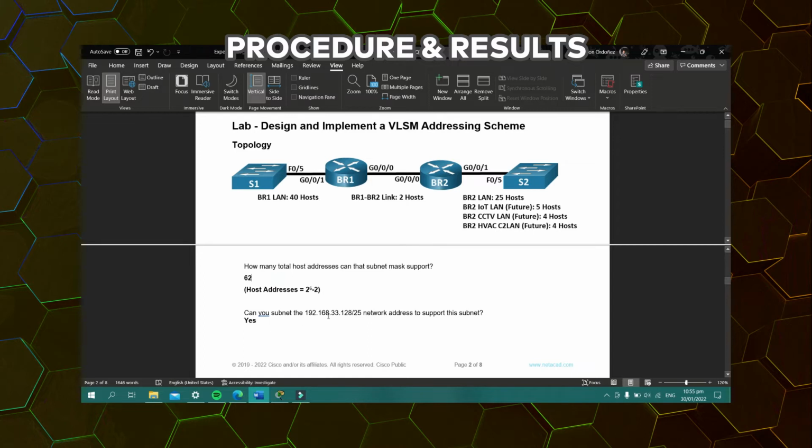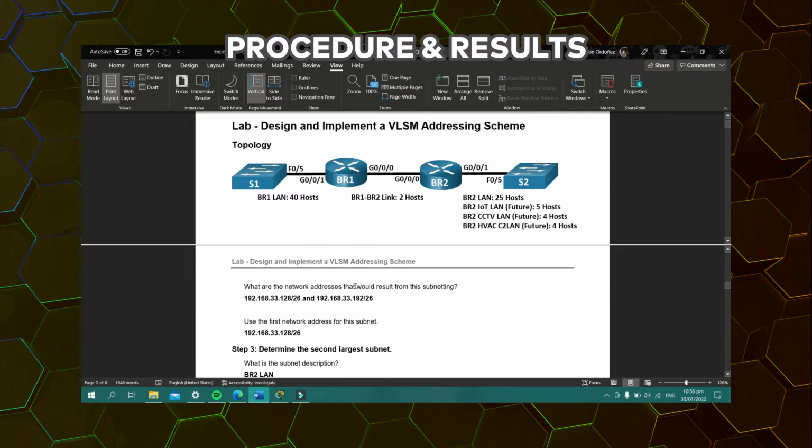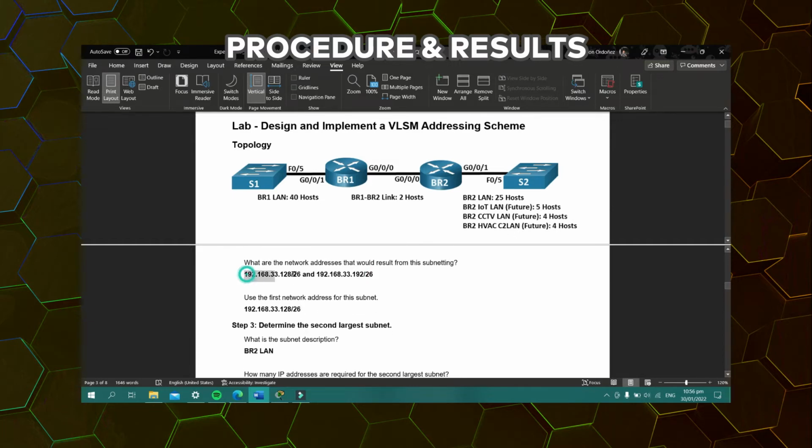Can you subnet the 192.168.33.128/25 network address to support this subnet? The answer is yes, it can support this subnet. Next, what are the network addresses that would result from the subnetting? This is calculated using the IP address calculator from the internet. The answer is 192.168.33.128/26 and 192.168.33.192/26. Use the first network address for this subnet. So we will use this for the subnet.